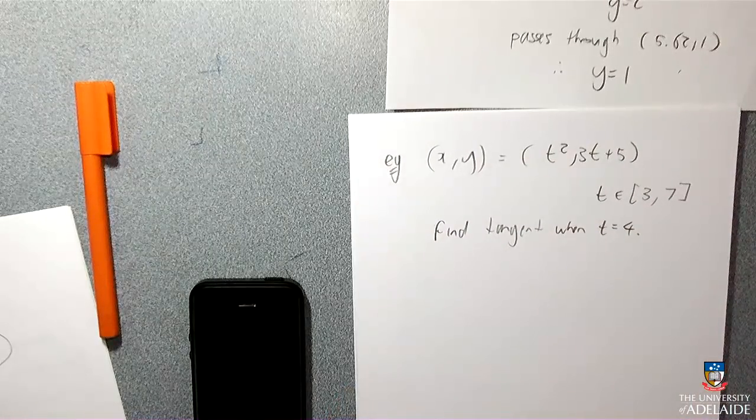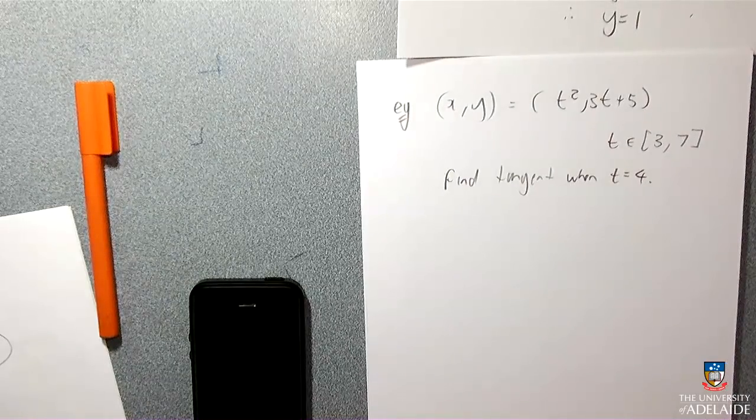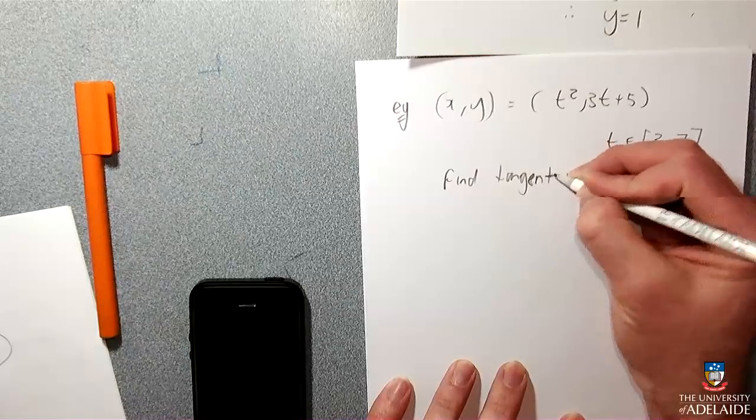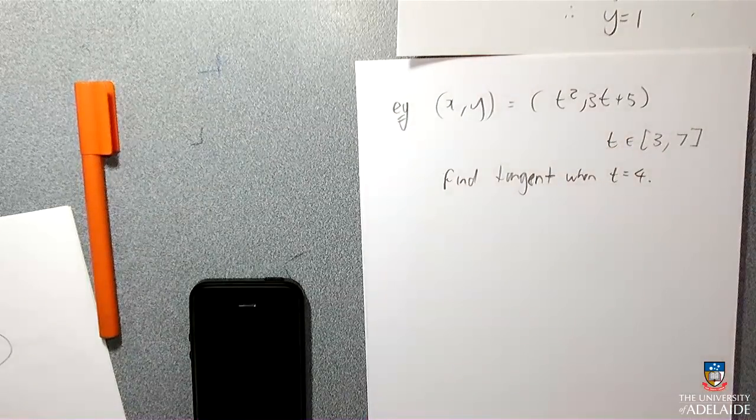Okay, so I'll do this one, just a random curve. So this one is t squared, 3t plus 5 for t between 3 and 7, and I want to find the tangent when t is 4. So when it says find the tangent, remember that the tangent is the name of a line, and you therefore need to find the equation of a line. If it says find the slope, you just need a number, but if you find the tangent, you need an equation for a line, because they're different things. I say this because I've seen people just give a number when you ask for a tangent.